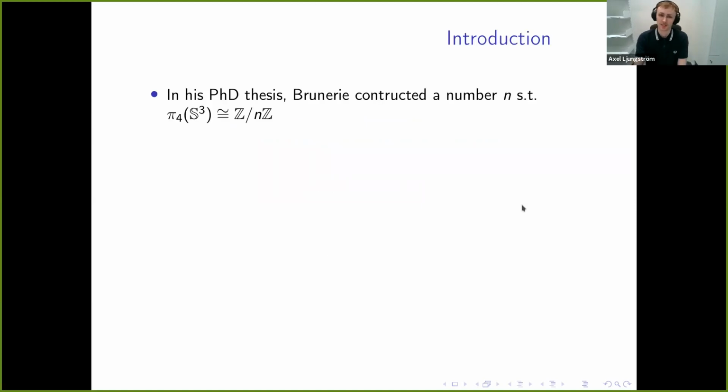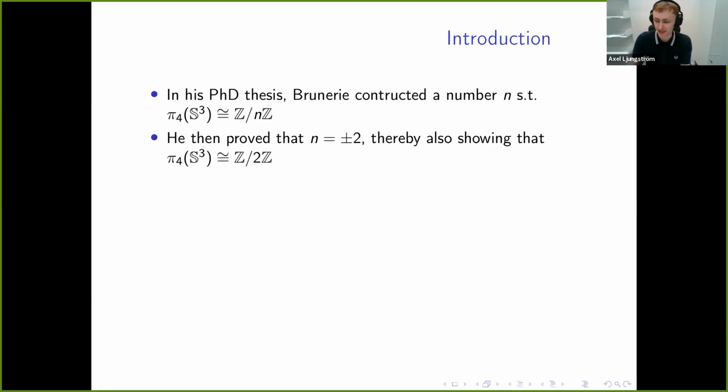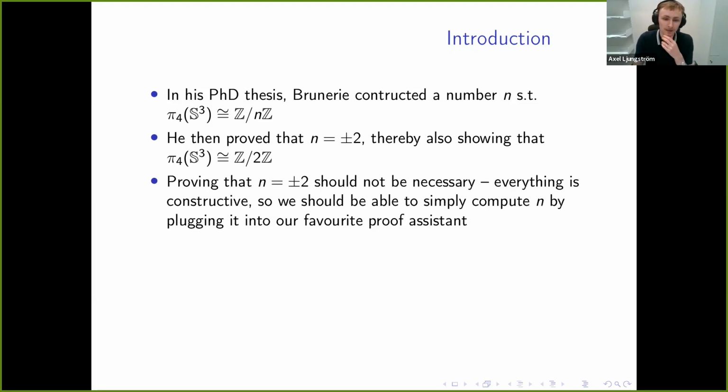Right, so this is a continuation of, I guess, Brunerie's PhD thesis. As you probably all know, Guillaume Brunerie constructed a number n such that pi4 of S3 is equivalent to Z mod n. Then, in the second half of his thesis, he proved that this n is equal to plus or minus 2, thereby also showing that pi4 S3 is isomorphic to Z mod 2.